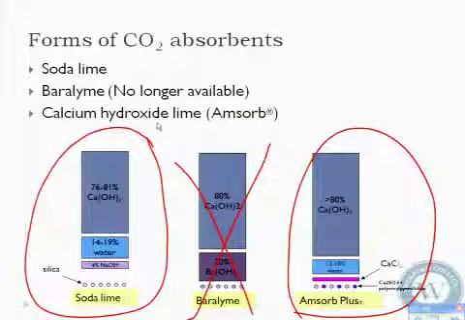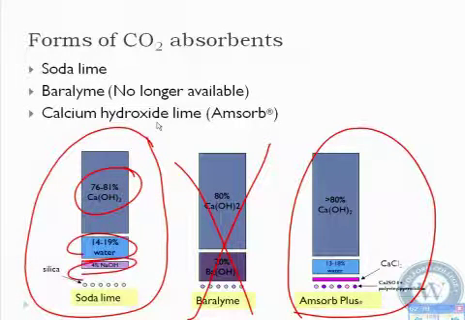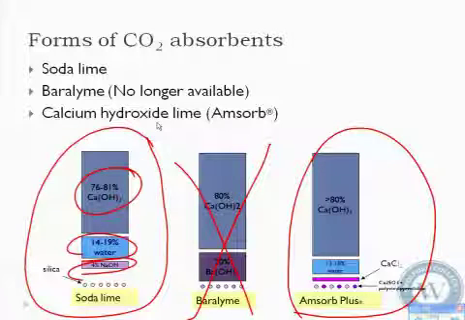Okay, so know the components of these. All right, there's a little range based upon the manufacturers, but it's pretty consistent around 80% calcium hydroxide. So the greatest component in soda lime is calcium hydroxide, not sodium hydroxide. I remember as a student, I got that question wrong. I put sodium hydroxide. I got burned because I was never shown a diagram like this, and I thought it's sodium hydroxide. It's soda lime.